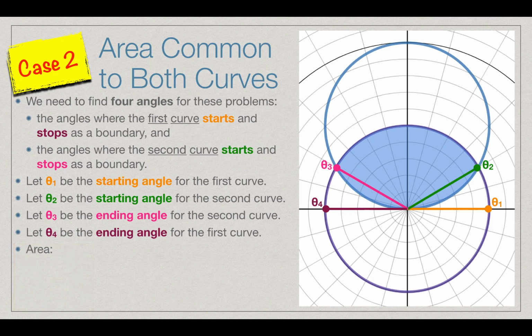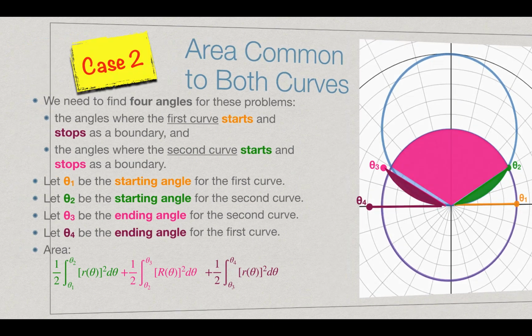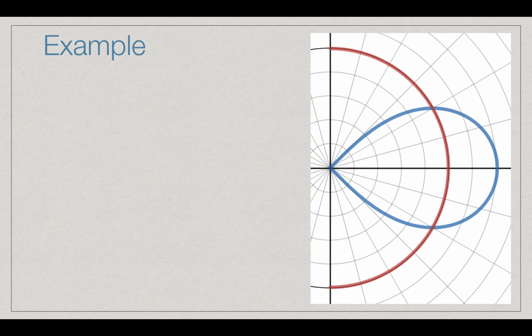So the area is going to be 1/2 times the integral from my first angle to my second angle of r theta squared, plus 1/2 of the integral from theta 2 to theta 3 of my outer function squared, plus 1/2 of the integral from theta 3 to theta 4 of my inner function squared. Okay, so I have to calculate 3 integrals there in order to get the entire area. So let's look at an example of this.